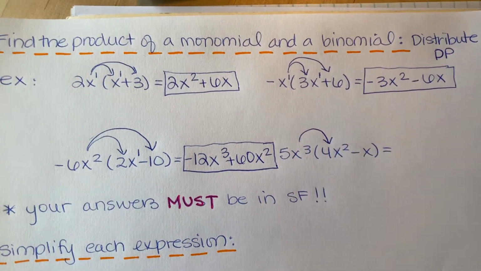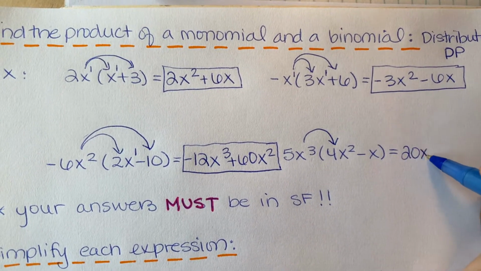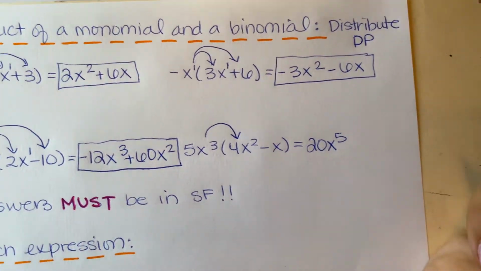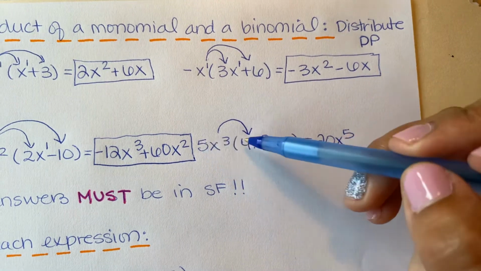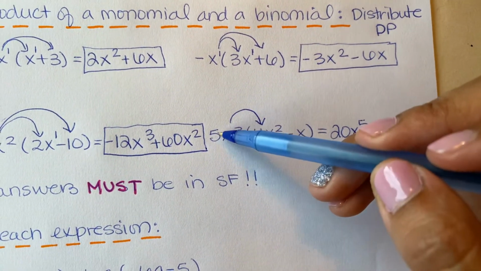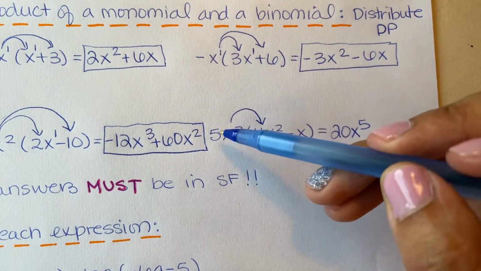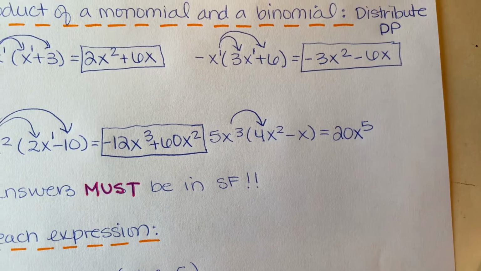Okay, and so the next one, let's distribute. 5x cubed times 4x squared. 5 times 4 is 20. X, 3 plus 2 is x to the 5. Sorry. So 3 plus 2, 5. 5 times 4 is 20. Remember, you multiply the coefficients, you add the exponents. The big guys get multiplied, the little ones get added.